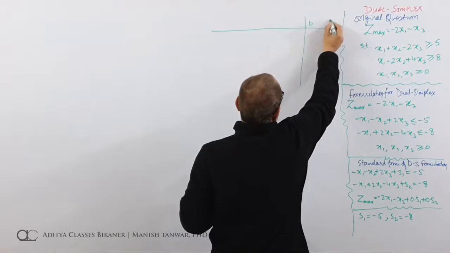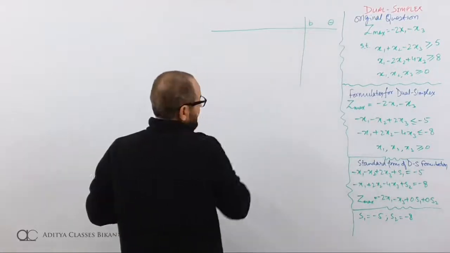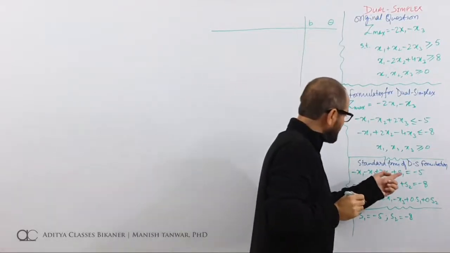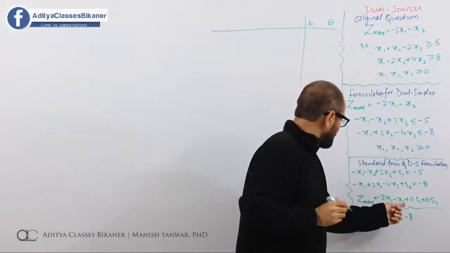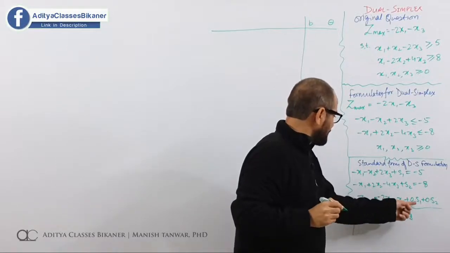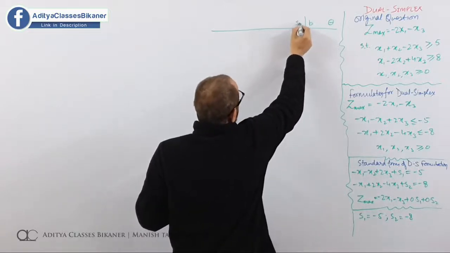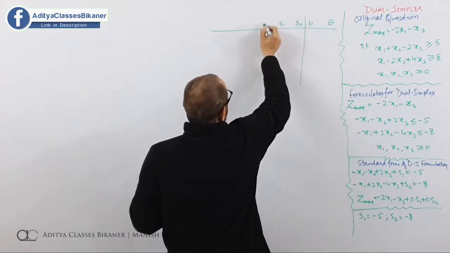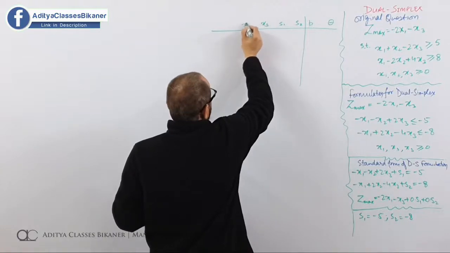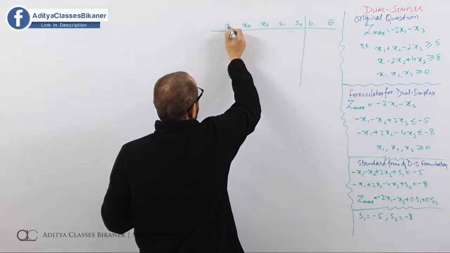We have our B, we have our ratio. To decide outgoing variables, we have x1, x2, x3, s1 and s2. So we have s2, s1, x3, x2, x1.